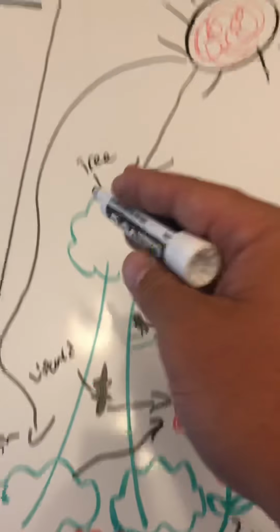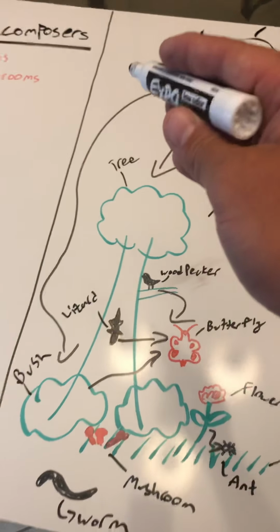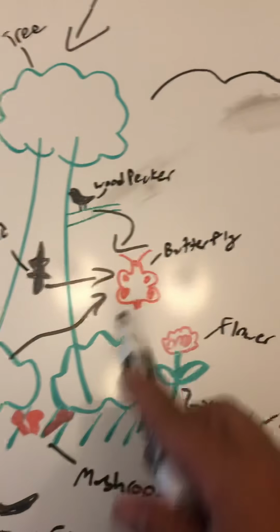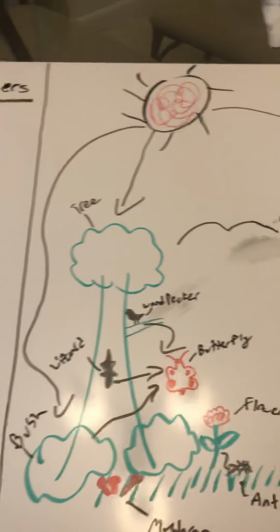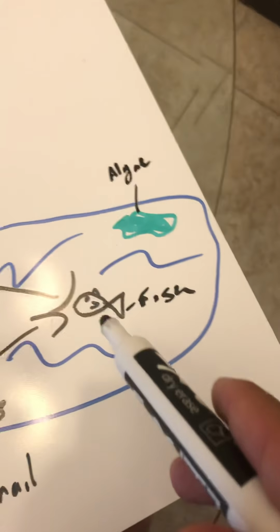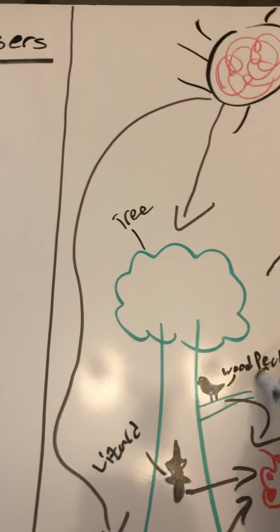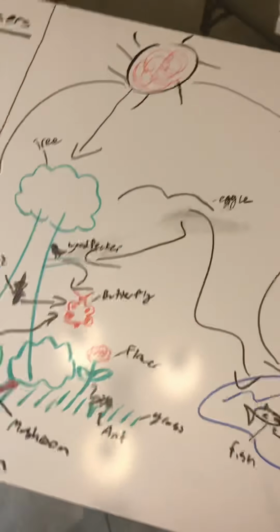So our energy has gone from the sun to our plants to our first level consumers, such as butterflies or bugs or things that eat plants, to then second level consumers, which are like the bigger fish that would eat the smaller fish, or like the eagle that might eat the woodpecker or also might eat the fish, or maybe the lizard is eating the ant. So that's the way the energy flows.